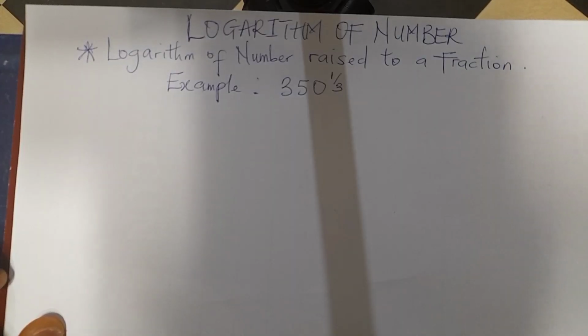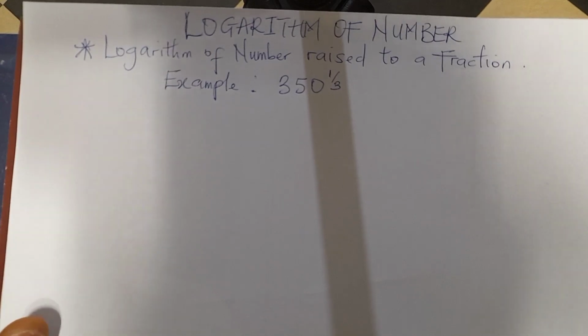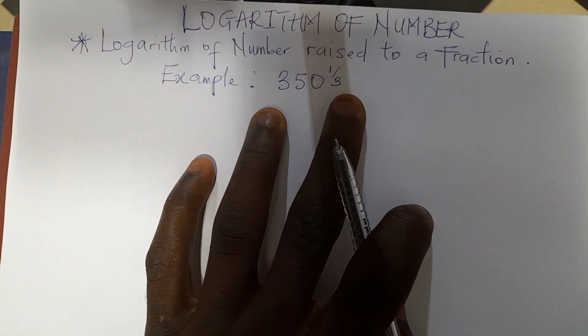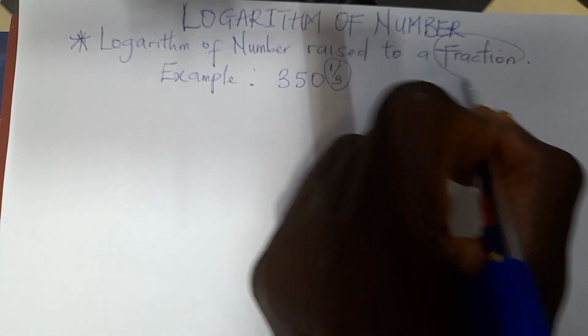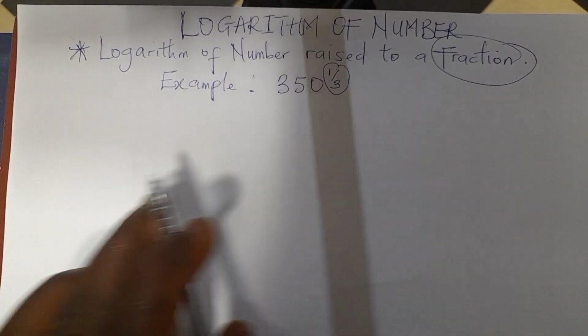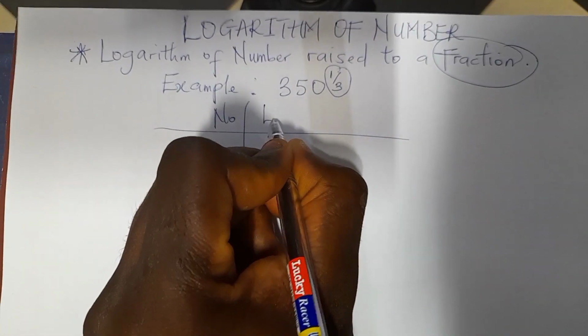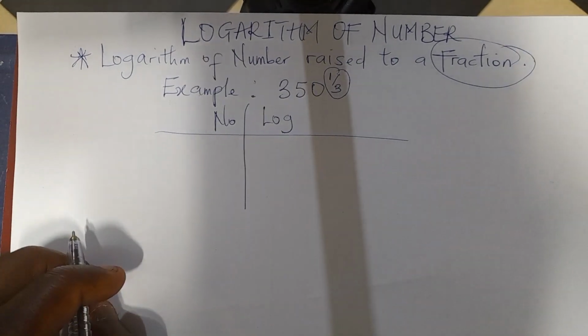Having known all that, now let's talk about the final part, which is logarithm of number raised to a fraction. Now look at the question. We have 350 raised to power 1 over 3. Now look at this, 1 over 3 is a fraction. Okay? The first thing you need to do is create your table, which is the number and log. Okay? Now you've created your table.